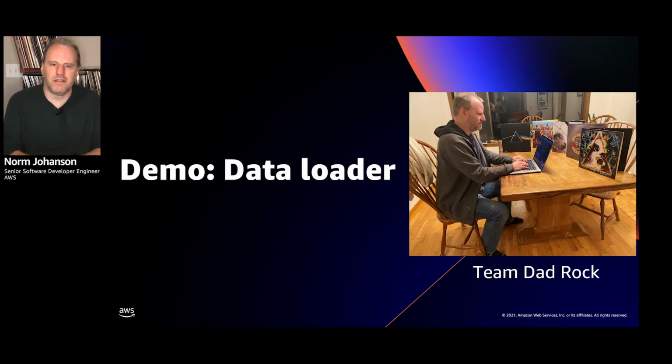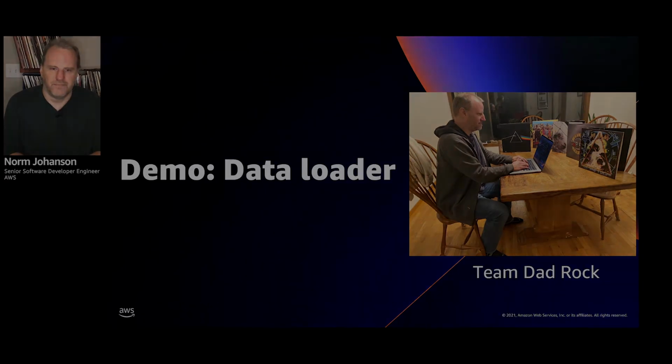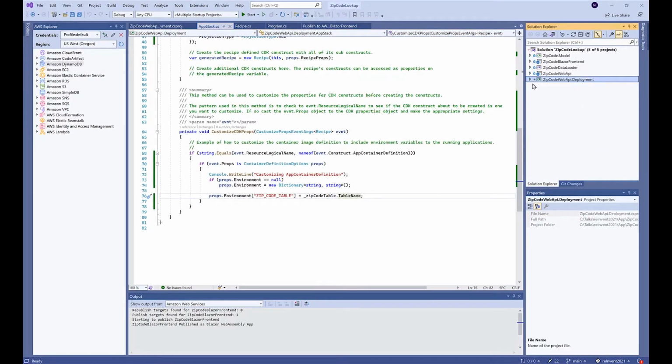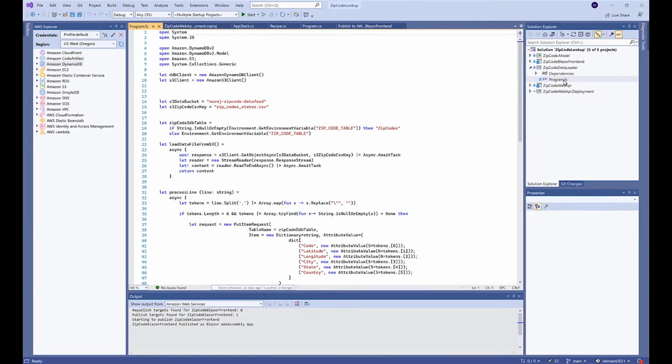So now let's look at how Team Dadrock is going to get our data from S3 and into our DynamoDB table. So let's go back to Visual Studio. All right, so that is our project over here. This is our data loader. In this case, it's an F# application that we've written here, which is essentially looking for a CSV file in a bucket, and going to go and actually fill in our DynamoDB table.